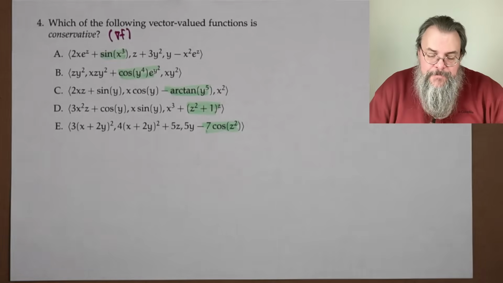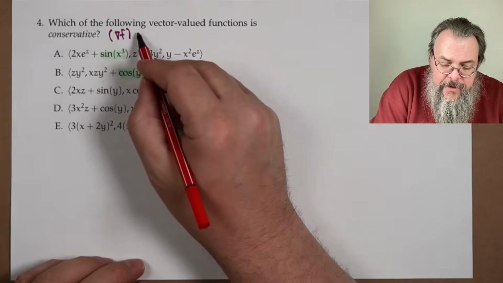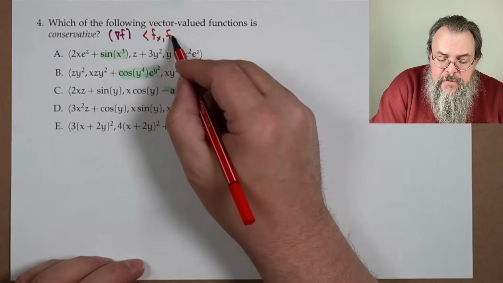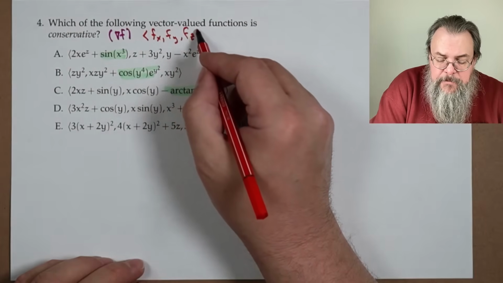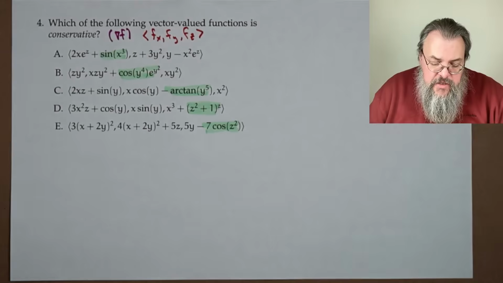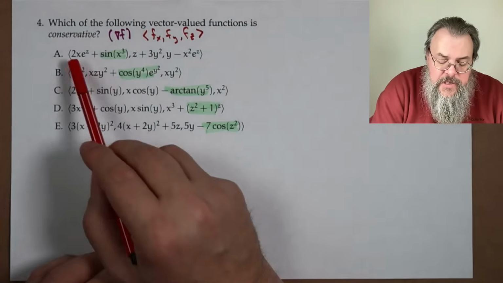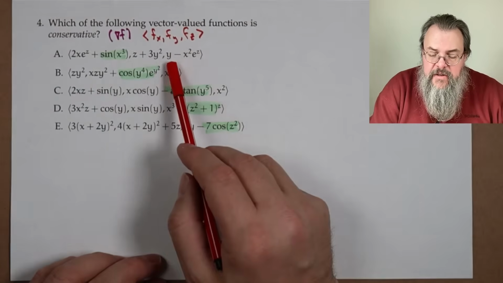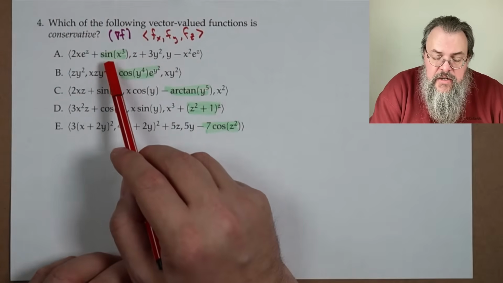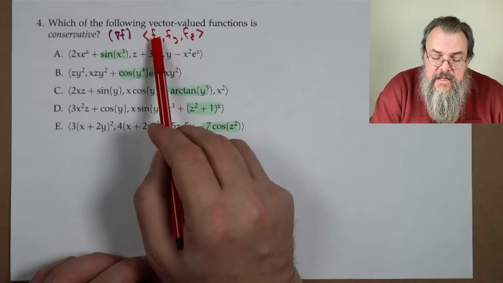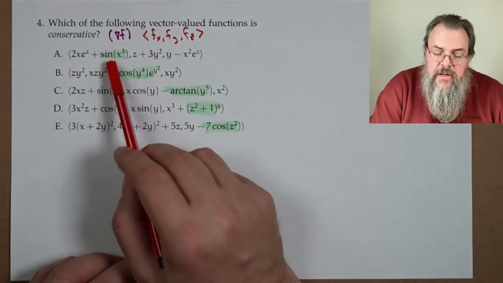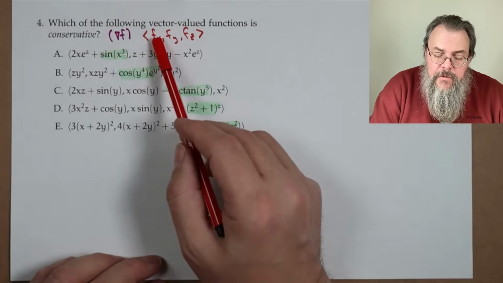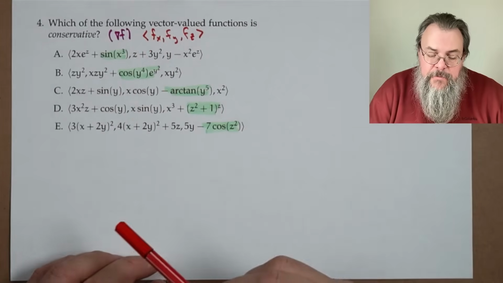So what's going on? Well, when we have a conservative function, what do we look like? Well, we look like f sub x, f sub y, f sub z. And so in particular, the first slot takes derivative with respect to x, second slot derivative with respect to y, and third slot derivative with respect to z. Now, notice here, this only involves x, and it's in the derivative with respect to x slot. So the only place it really can show up when we try to take an antiderivative is when we do this f sub x integral.